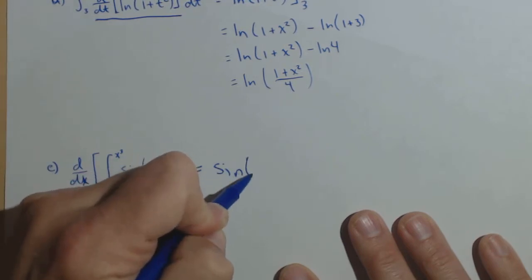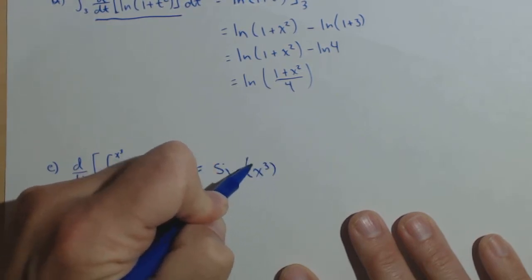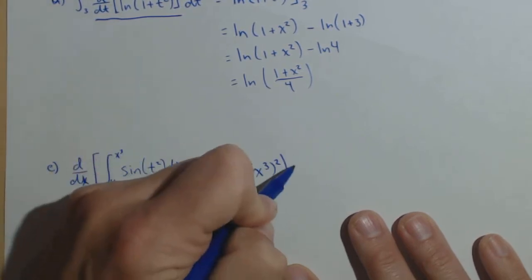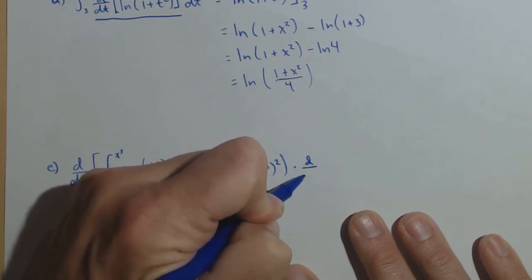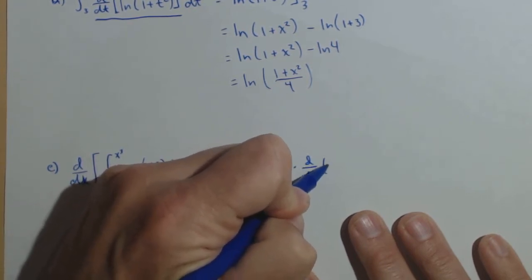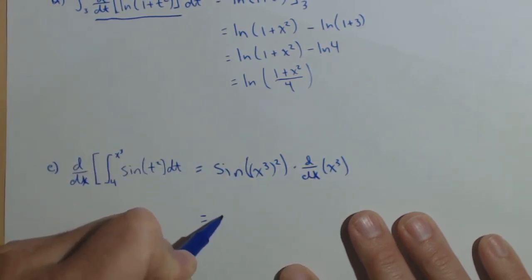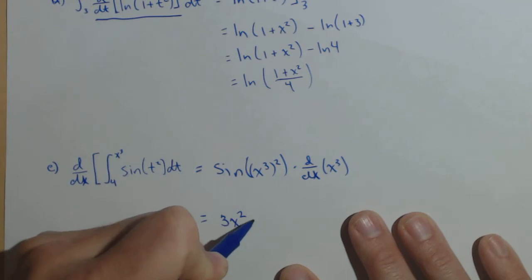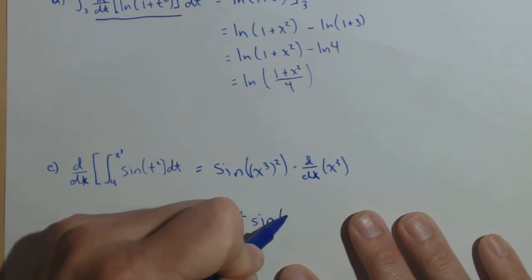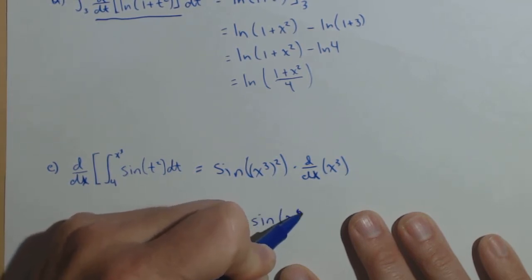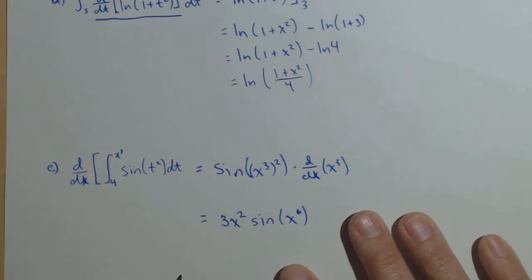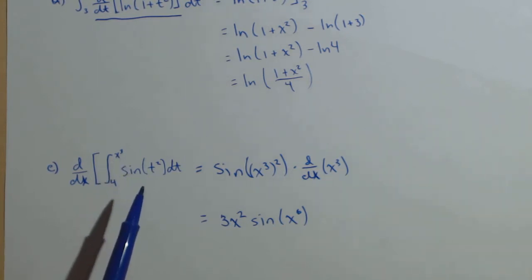So sine of x cubed squared times, now this is via our chain rule, the derivative of x cubed, because that's our inside function. So we get 3x squared sine of x to the sixth for our final answer. So if one of your limits is more than just x, realize that's going to be a situation where you have a chain rule, because basically that's like a composition of functions.